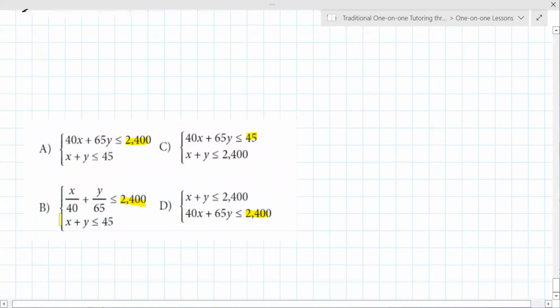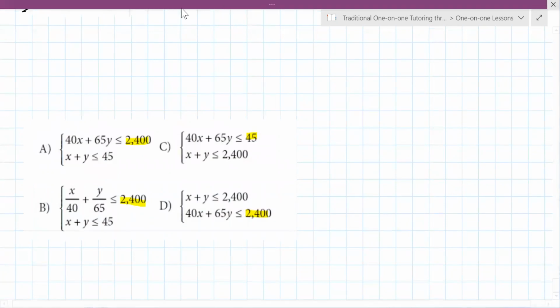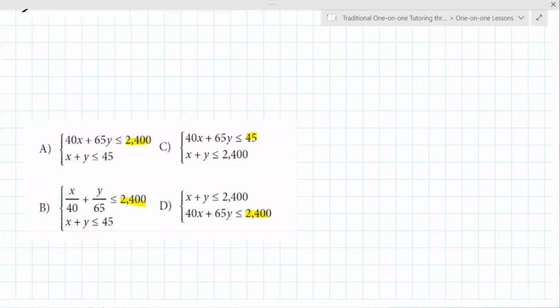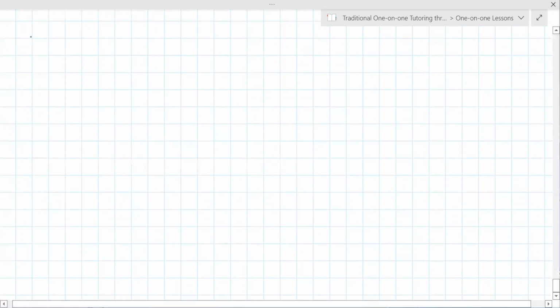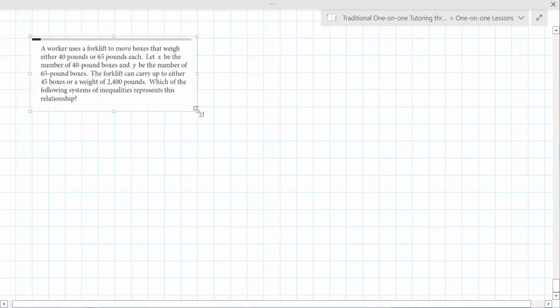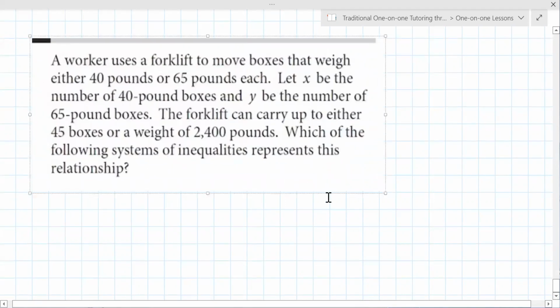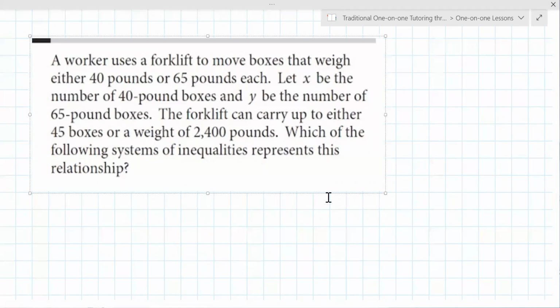So let's see if we can go back and actually snip in the questions. Let's actually look at the question now and see if we can figure out what we're doing in this one. All right, so let me snip that in. A worker uses a forklift to move boxes that weigh either 40 pounds or 65 pounds each. Let X be the number of 40-pound boxes and Y be the number of 65-pound boxes. The forklift can carry up to 45 boxes or a weight of 2,400 pounds.